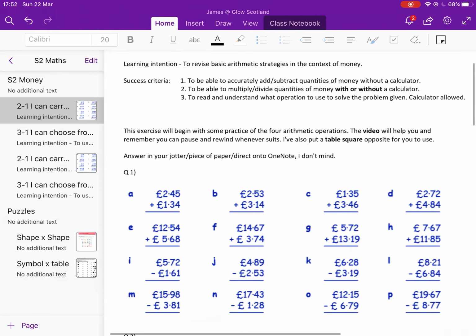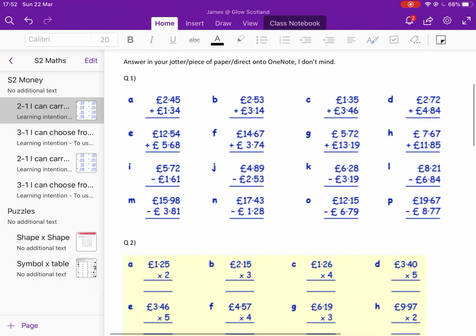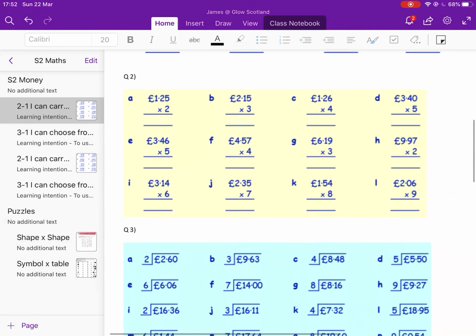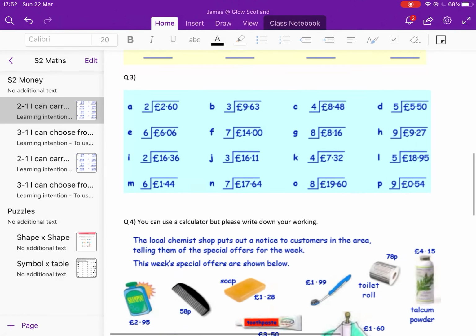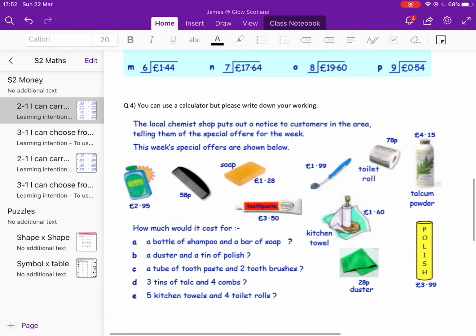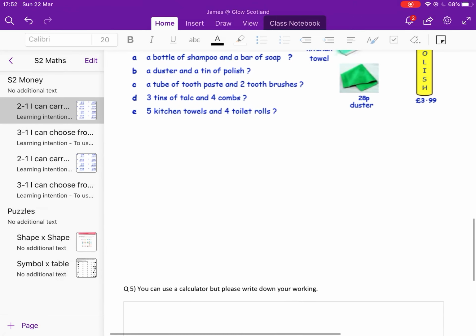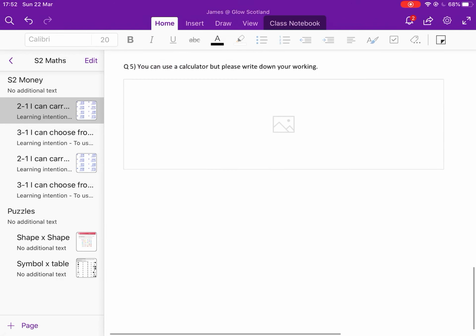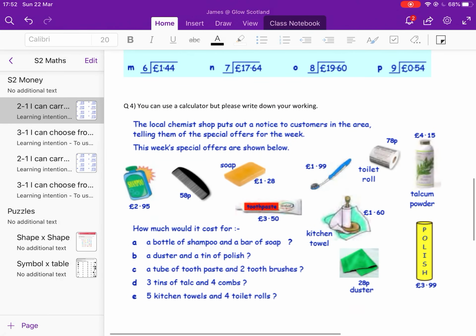So the first question is a mixture of adding and taking away. Question 2 is a multiply. Question 3 is divide, and then question 4 is the mixture. Question 5 is also a mixture, so you can use calculators for question 4, question 5.